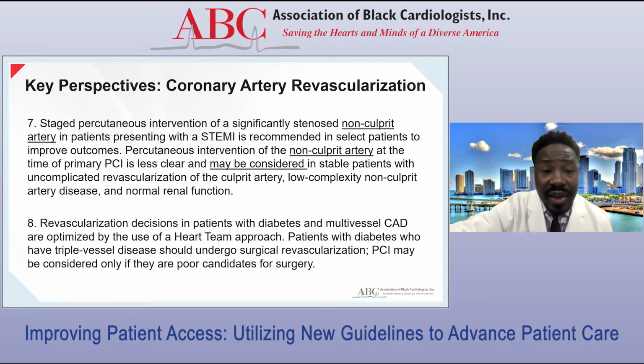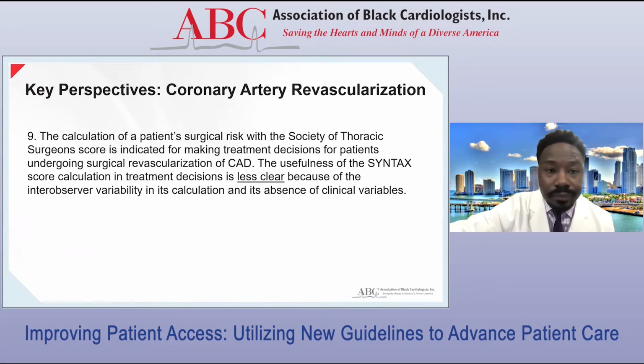And as it pertains to revascularization decisions, particularly for patients who have diabetes, these decisions should be made with a heart team approach. These new guidelines really place emphasis on this heart team approach. Patients who have diabetes and triple vessel disease should undergo surgical revascularization rather than PCI. PCI can be considered for those who are deemed to be poor surgical candidates.